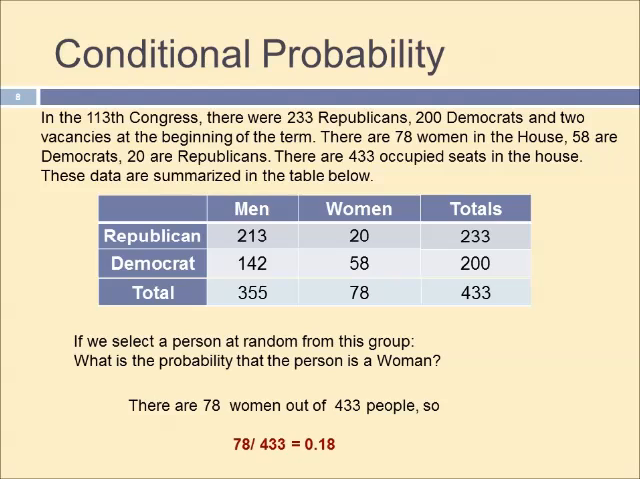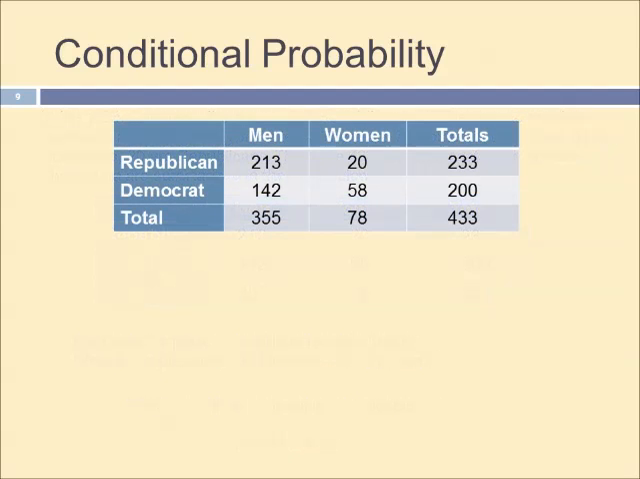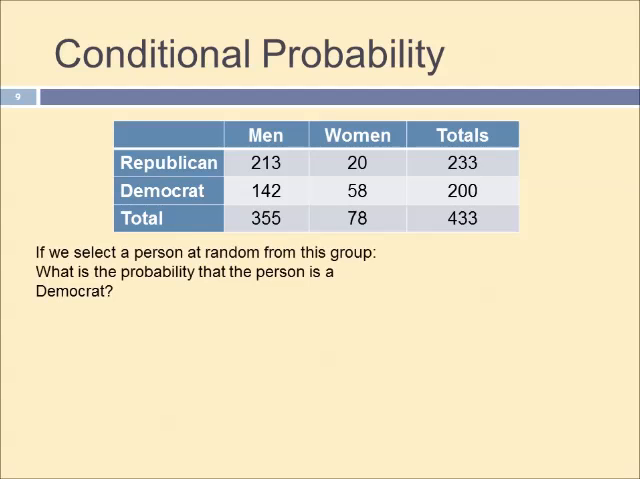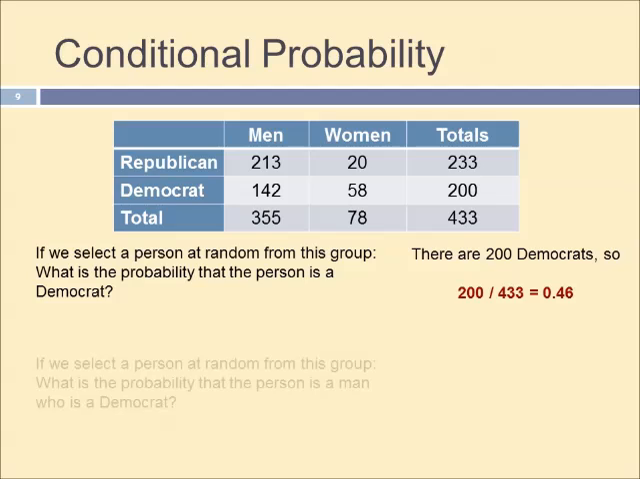Well, there are 78 women out of 433 people, so 78 divided by 433 is about 18%. Now, if we select a person at random from this group, what is the probability that the person is a Democrat? Once again, there are 200 Democrats, so 200 divided by 433 is about 46%.